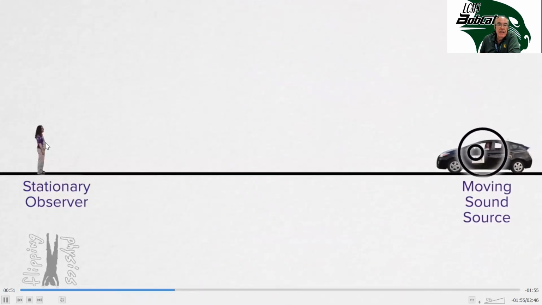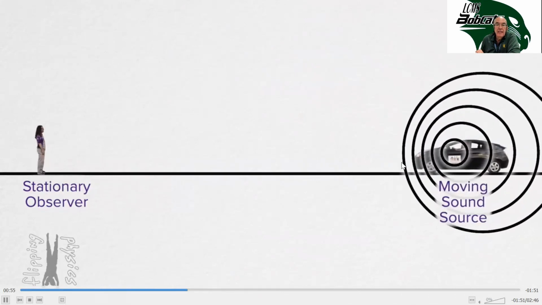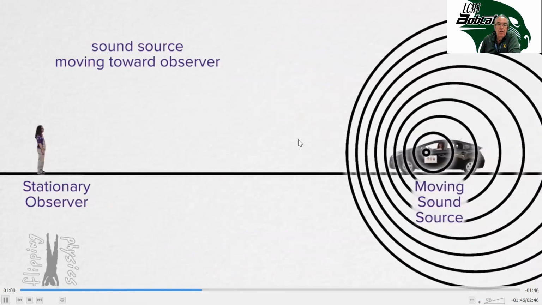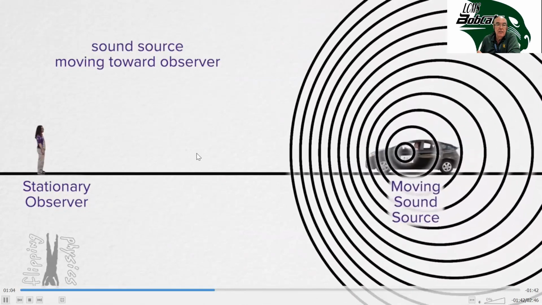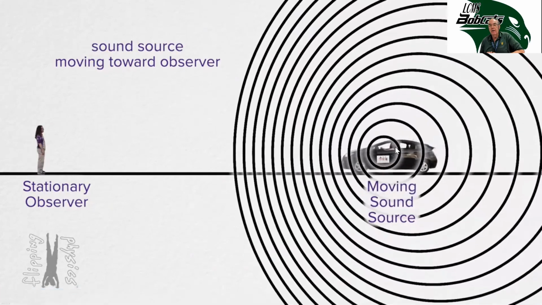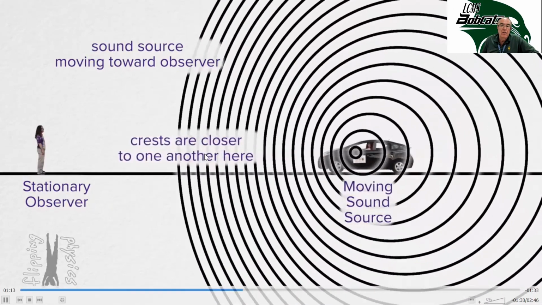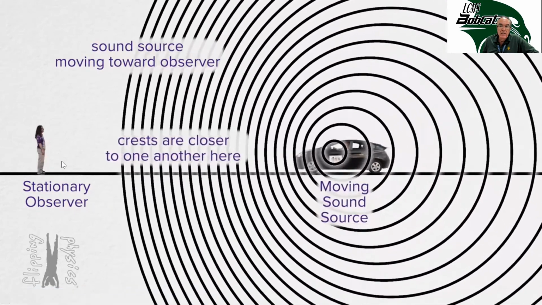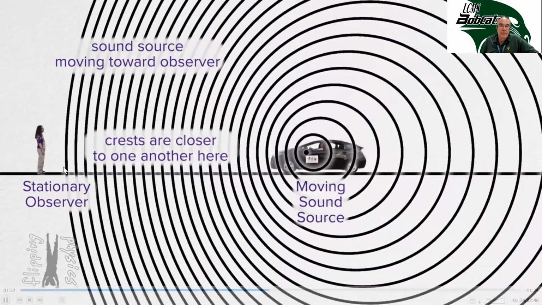Now what this means, if there's a person standing here, when the waves get to this person, these waves are going to be closer together. And we know that closer together means higher frequency. So as the car approaches, when the sound waves from the car, like if it had a siren on or whatever sounds it was making, reach this person, the crests are closer to one another. So he's going to hear a higher pitched sound.